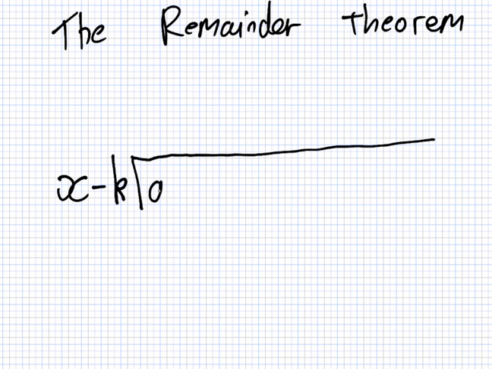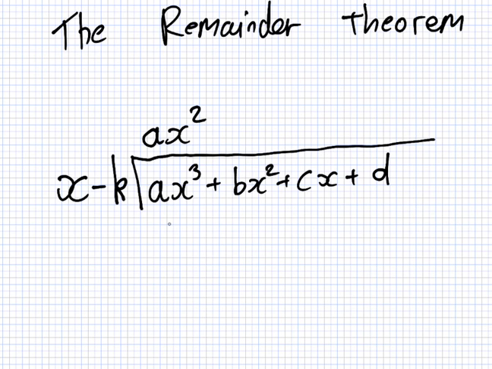So here is my cubic. What I'm trying to do is find the formula. This is why I have no numbers, because I want a formula. What should I put here first? Ax squared. So this would be ax cubed minus akx squared.